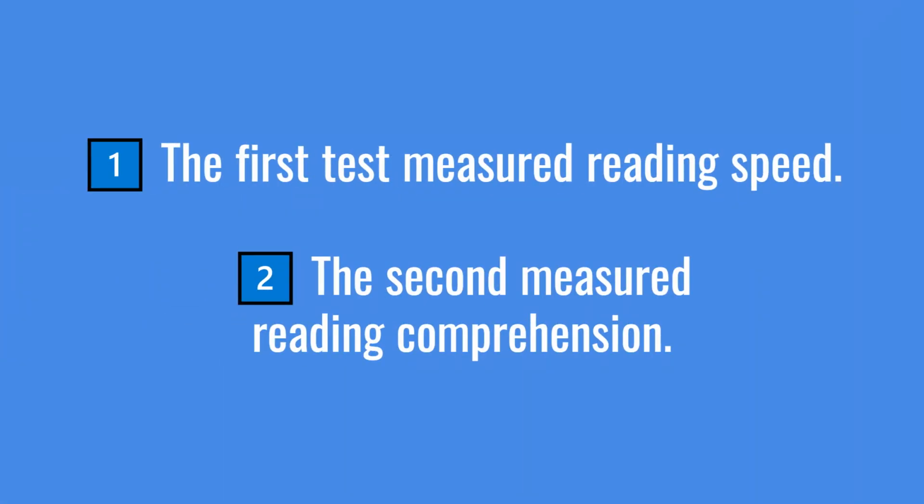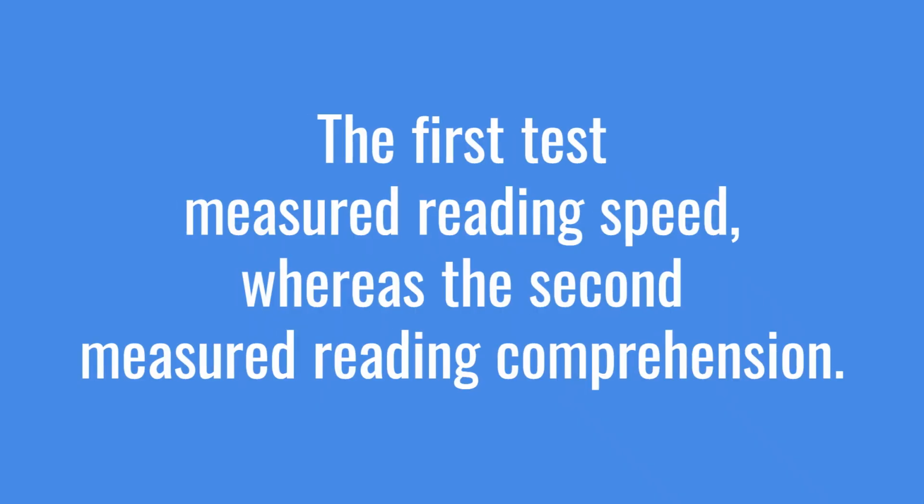The first test measured reading speed. The second measured reading comprehension. We're going to use whereas to put these two sentences into one because we are comparing two ideas and we are highlighting an important difference between them. So the final sentence is going to look like this. The first test measured reading speed, whereas the second measured reading comprehension.